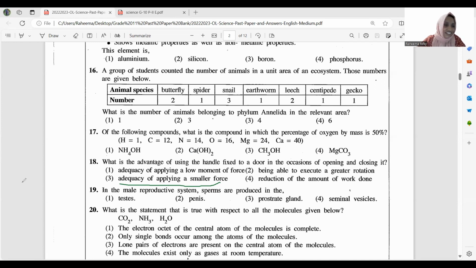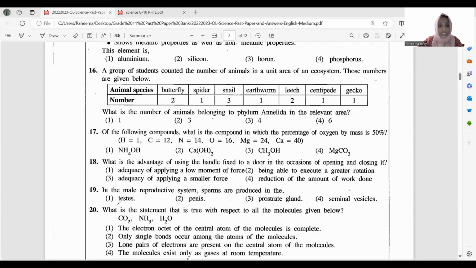Right. Question number 19. In the male reproductive system, sperms are produced in the... Okay, this is again a straight question. You should know the parts of the male reproductive system and what each and every part of it does. You should have an idea. This is a very common and popular question in all past papers. So you have to know where the sperms are produced.